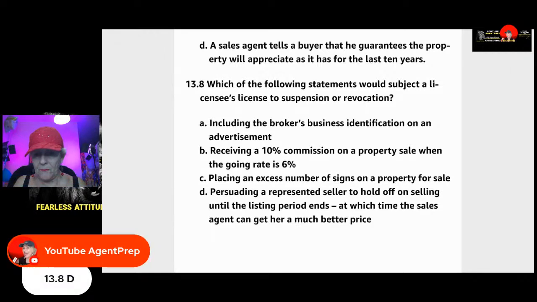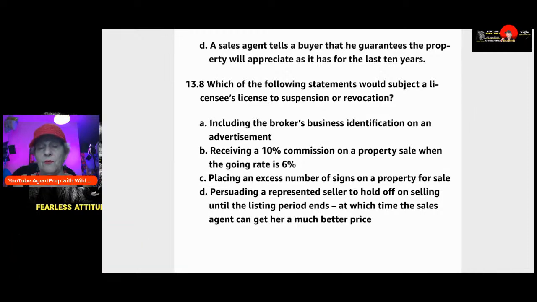It does happen. NAR, the National Association of Realtors, and the Texas Association of Realtors will post different things about realtors that have been fined or suspended. I haven't read any lately, but yes, they do exist. And it does happen.